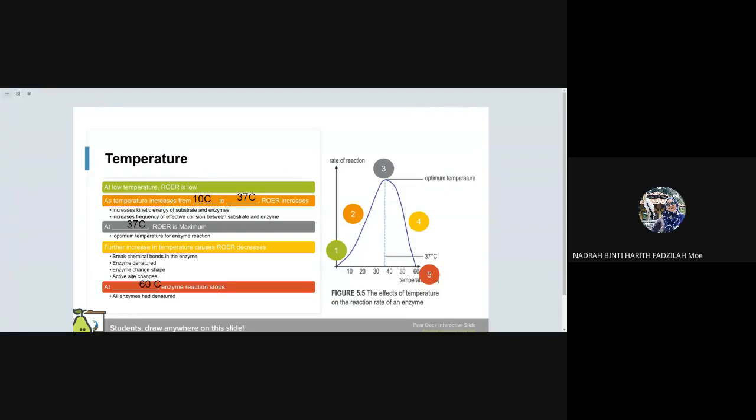Bila berlanggar, barulah berjumpa enzim dengan substrate ni untuk membentuk enzim substrate complex. And as we have learned before, when the complex is formed, that is when the reaction occurs. But as we move upwards throughout the diagram, at 37 degrees Celsius, we notice that the rate of enzyme reaction is maximum because 37 degrees Celsius is the optimum temperature.